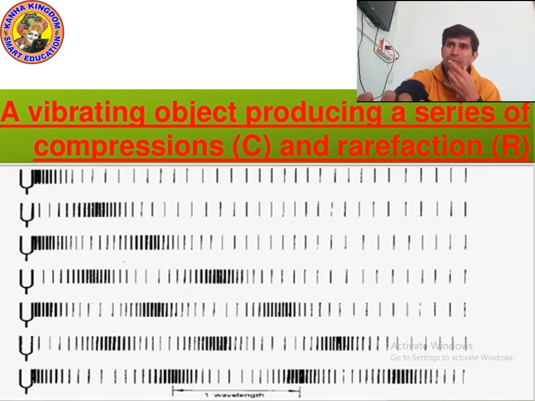First is compression. What is the meaning of compression? Compression is denoted by C. What is the meaning of rarefaction? Rarefaction is denoted by R. Check the spelling of compression: C-O-M-P-R-E-S-S-I-O-N, and of rarefaction: R-A-R-E-F-A-C-T-I-O-N. A vibrating object produces a series of compressions and rarefactions, so we will try to understand what compression and rarefaction mean.